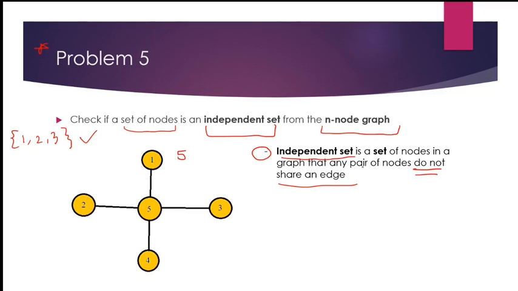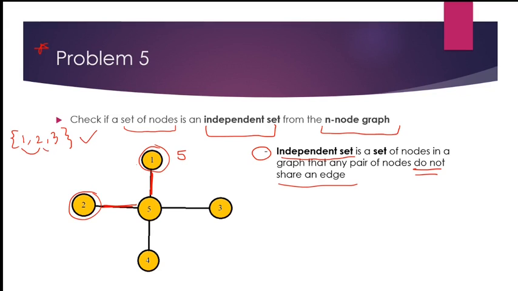So we have to make sure that any pair of nodes will not share any common edge. So let's start with the pair 1 and 2. You can see they have an edge, but this edge connects to node 5. They are not connected together directly. Therefore, 1 and 2 are not sharing any common edge. So one pair passes.